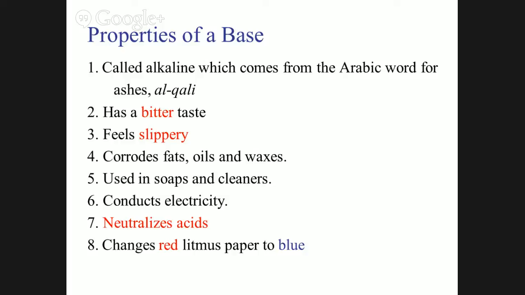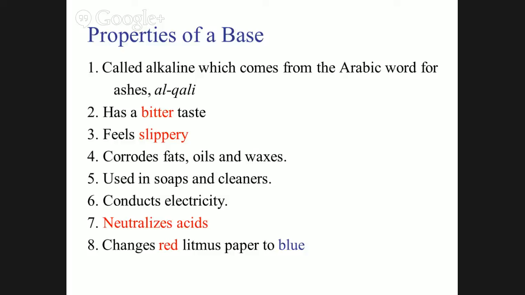Sour for acids, bitter for bases. In fact, chocolate has a very bitter taste. If we didn't add a bunch of sugar to it, it would be really hard to eat. They feel slippery. So again, often find them in soaps and cleaning products. They corrode fats and oils and waxes. And again, think of using cleaning materials after you finish cooking and you've got maybe some fats or oils that have been splattered around that you need to clean up. And as I said, used in soaps and cleaners.